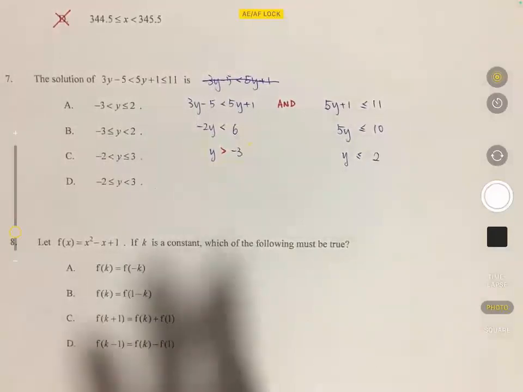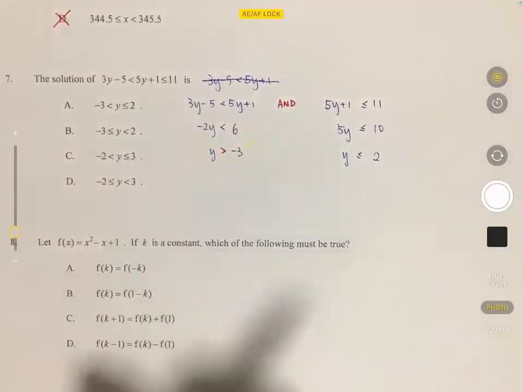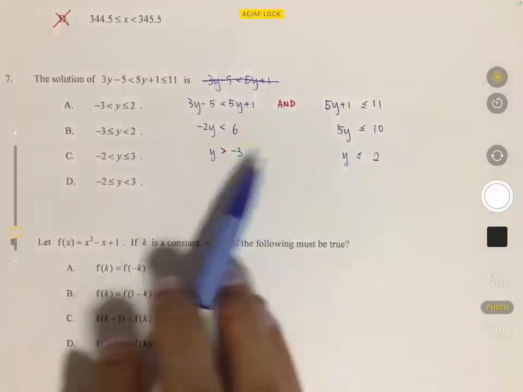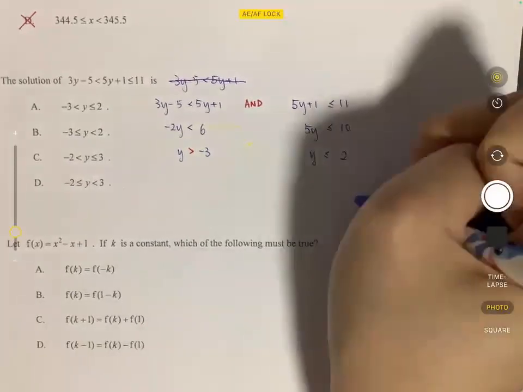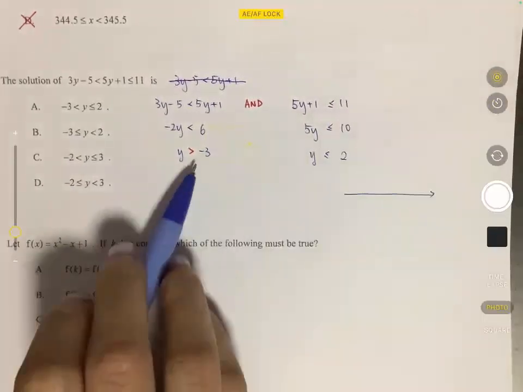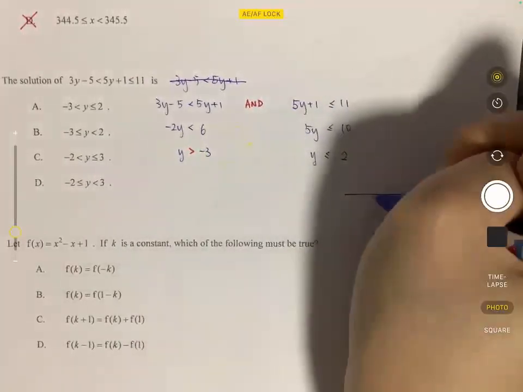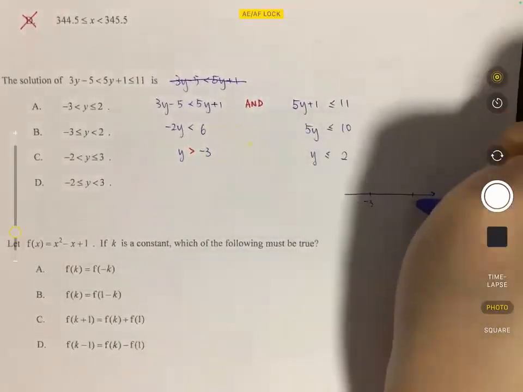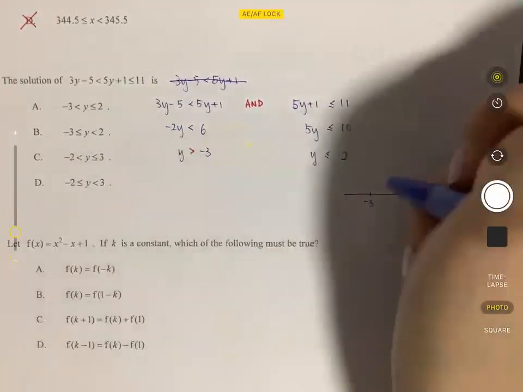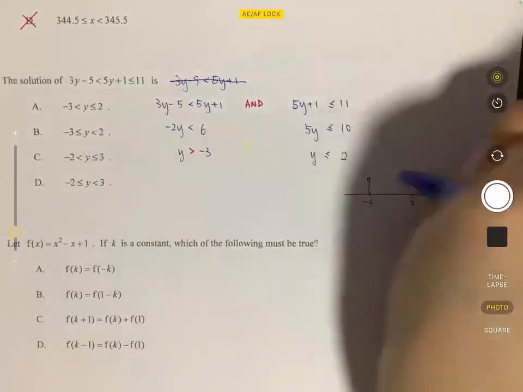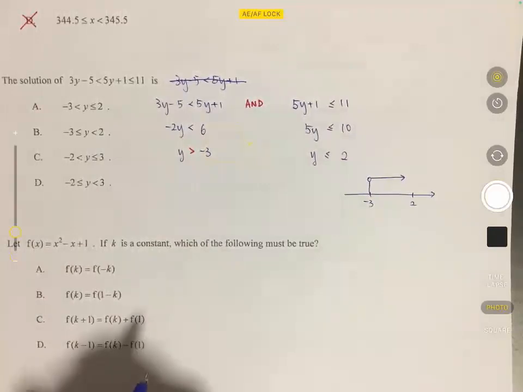So we got this one, but we are not finished yet. After we get the calculation results, we need to have the conclusion. How can we get the conclusion based on these two results? We need to draw the number line. When we draw the number line, we have two numbers, minus 3 and 2. The smaller number comes first, so negative 3 is here and 2 is on the right hand side. For minus 3, we have no equal sign, so the number line has a blank circle, and then it points to the right.